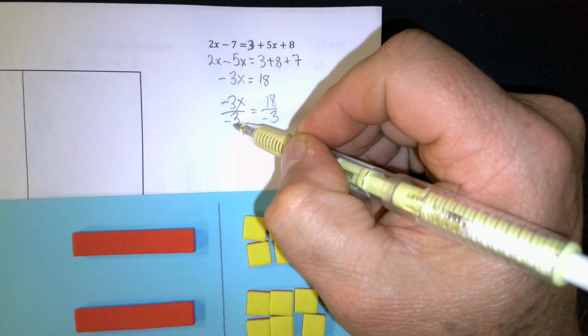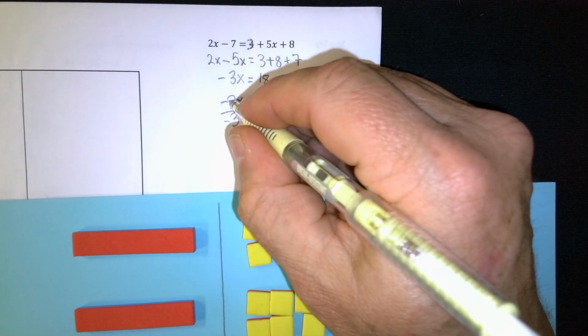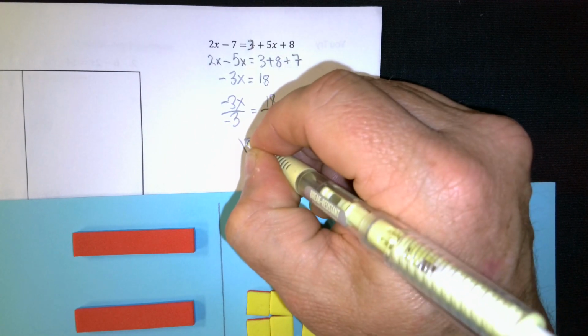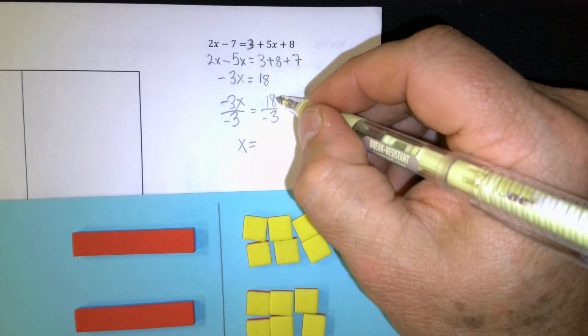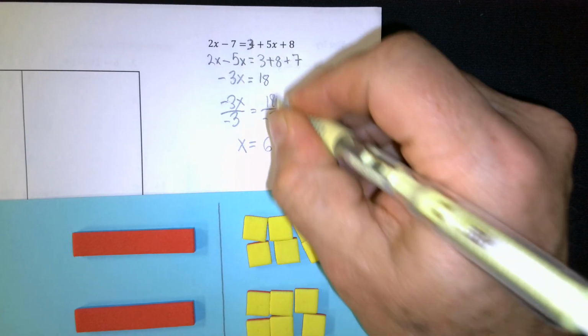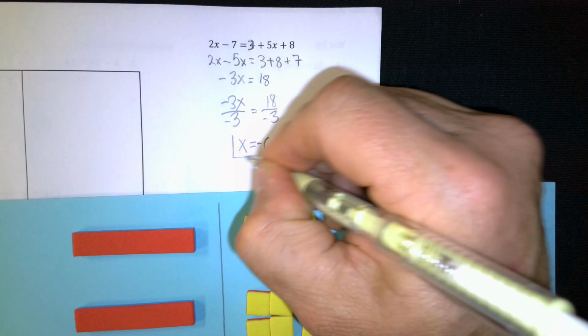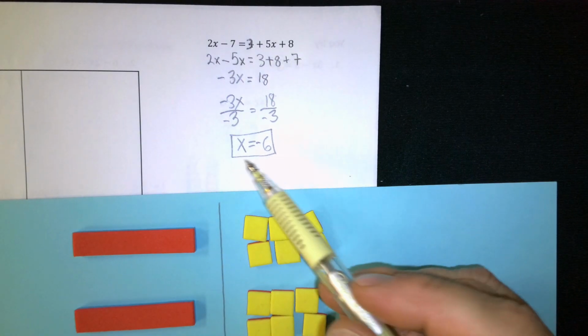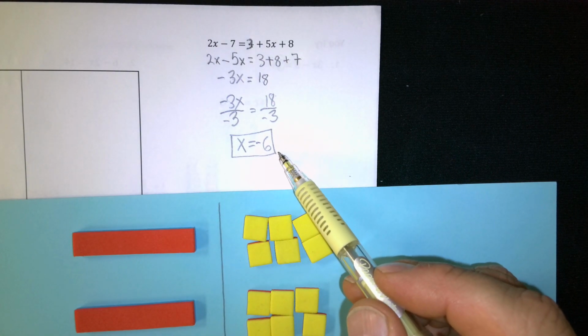Negative 3 divided by negative 3 is positive 1. Remember, a negative divided by a negative is positive because negatives cancel in pairs. 18 divided by 3, well, that's 6, and it is going to be negative. So x equals negative 6 is the correct answer.